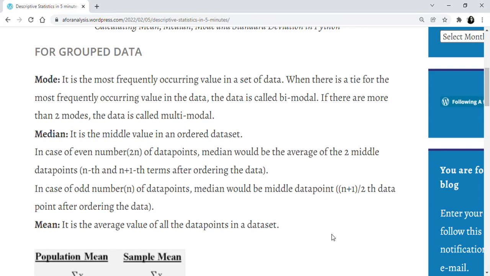So the first one here is mode. It is the most frequently occurring value in a set of data, and where there is a tie for the most frequently occurring value, the data is called bimodal. And if there are more than two modes, then the data is called multimodal.